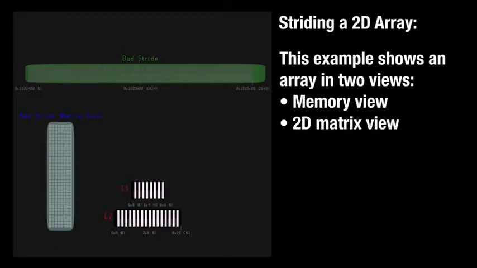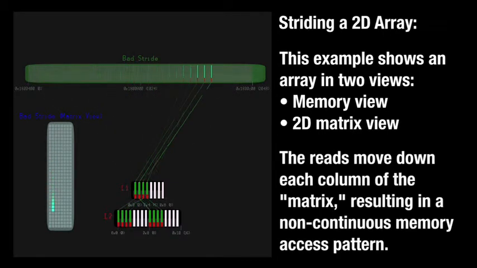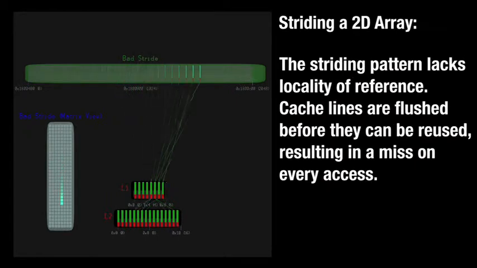Striding a 2D array. This example shows an array in two views, memory view and 2D matrix view. The reads move down each column of the matrix, resulting in a non-continuous memory access pattern. The striding pattern lacks locality of reference. Cache lines are flushed before they can be reused, resulting in a miss on every access.